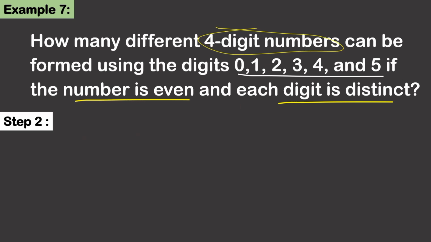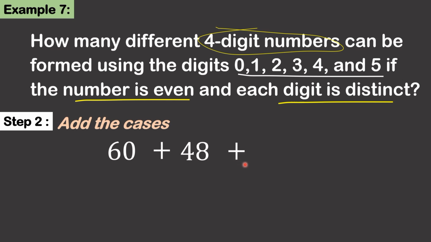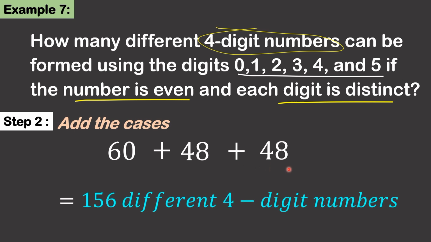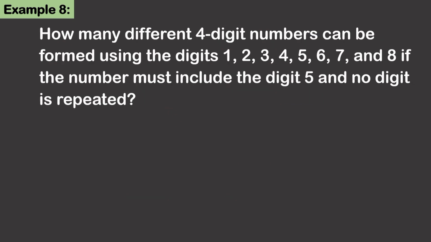And for step 2, add the cases. So there are 60 plus 48 plus 48. So there are 156 different 4-digit even numbers with no repetition.